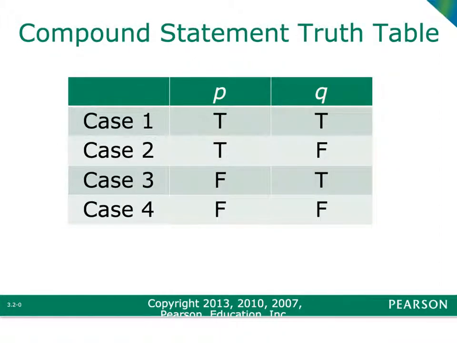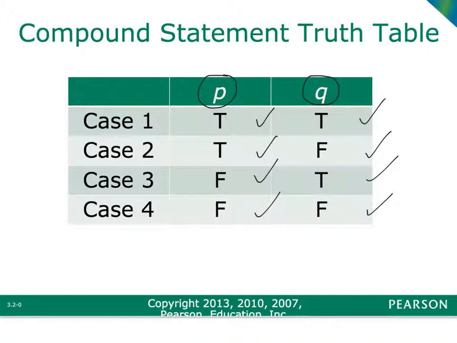If you have a compound statement, that would be two phrases said together. For example, you could talk about my car is blue and my car has tan interior or something like that. Then there's four different things that could be true. Either both statements could be true. The first one could be true and the second one could be false. The first one could be false, the second one could be true. Or they both can be false.